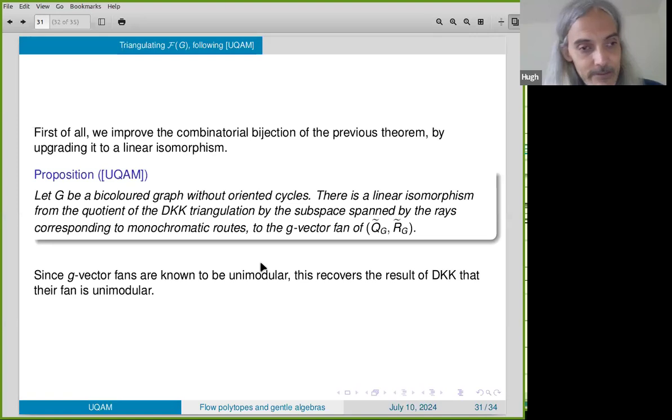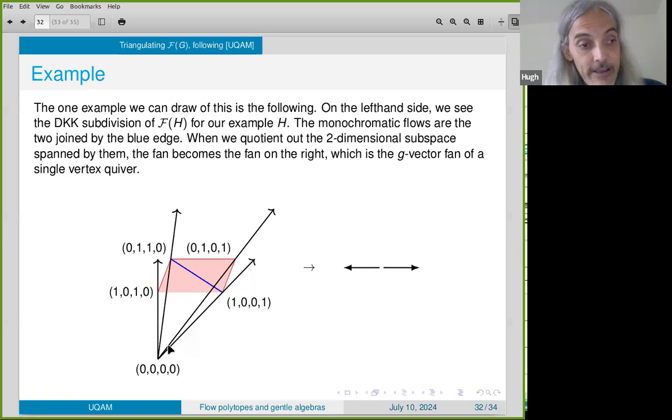So there we are. So let's have an example of this. Here, remember, was the flow cone, and here was a triangulation of the flow cone where we subdivided it into two simplices. This is the triangulation that comes from DKK. These two roots are the monochromatic roots, and so we have two simplices both of which contain all the monochromatic roots.